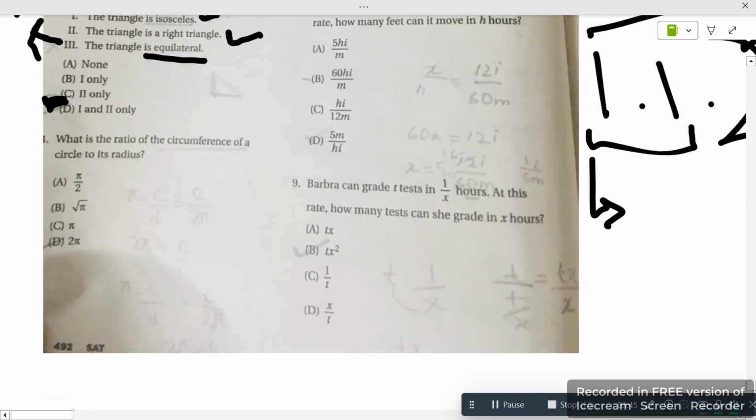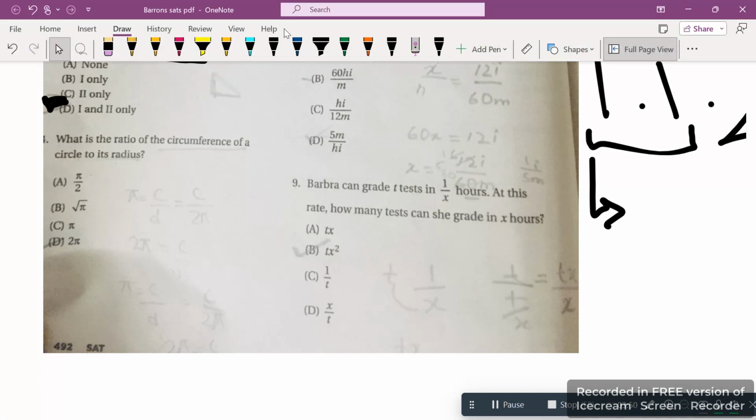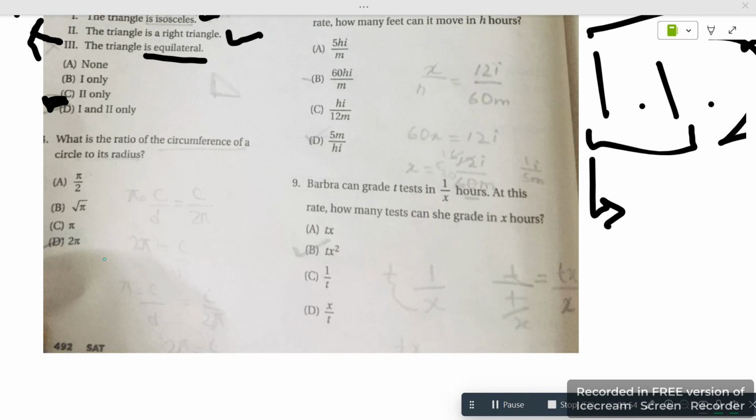So here we have another, fourth question. What's the ratio of the circumference of a circle to its radius? What they're asking in this question: we know that pi is equal to circumference over diameter, and the diameter is 2 radius. So C upon D is equal to C upon 2r.